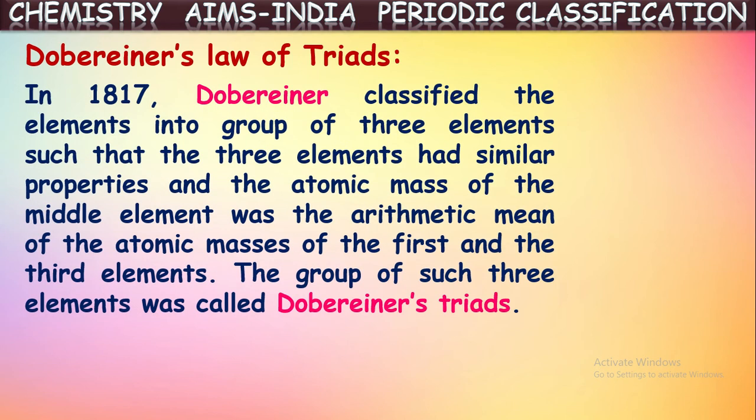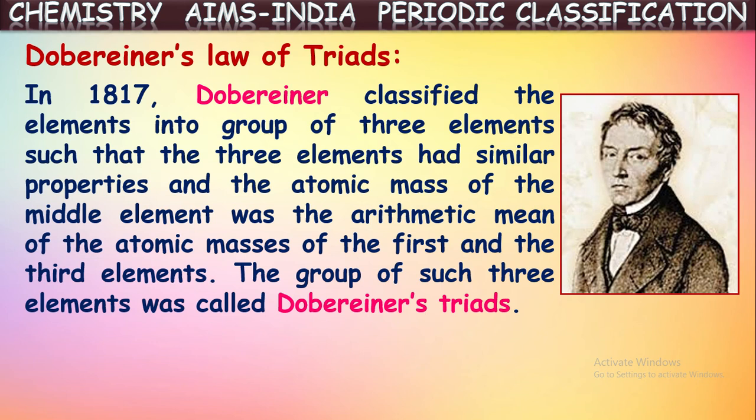In 1817, Dobereiner classified the elements into groups of three elements, such that the three elements had similar properties, and the atomic mass of the middle element was the arithmetic mean of the atomic mass of the first and third elements. So the group of such three elements were called Dobereiner's triads.